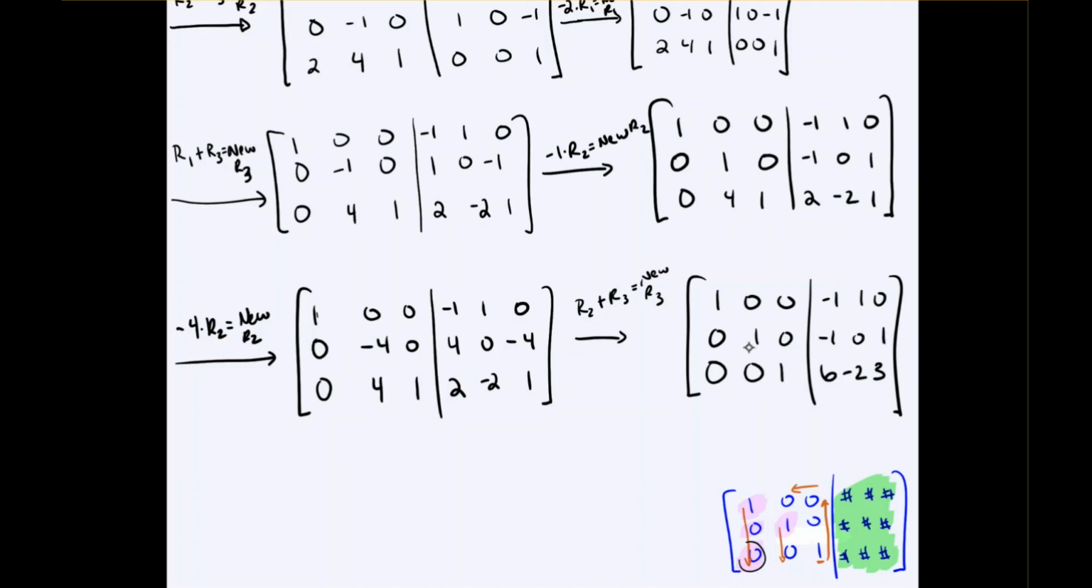And at this point, our whole goal was to get the 0 here, but in the process, unexpectedly, we also got this to be a 1, this to be a 0, this to be a 0, this to be a 0, so we happen to be done at this point. No other work needs to be done, so that means this should be our A inverse if we did all the steps correctly. So that means A inverse is the matrix negative 1, 1, 0, negative 1, 0, 1, 6, negative 2, 3.